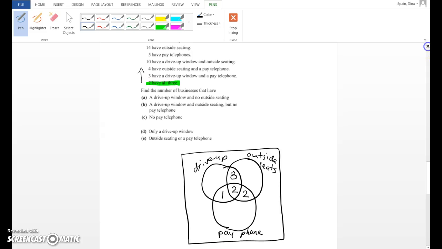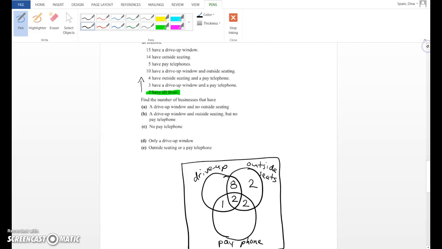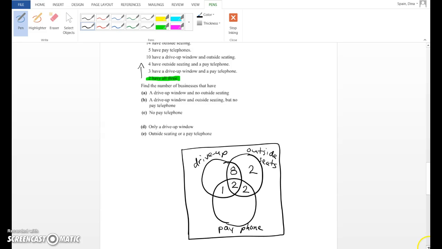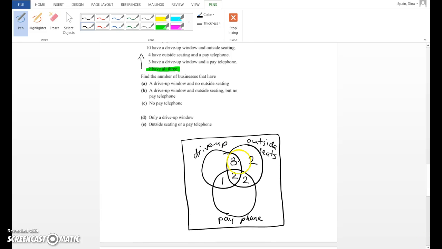Alright, going backwards. 14 have outside seating. Outside seating's over here. And I already have 12. 8 and 2 is 10, plus 2 more is 12. So to get 14 total, that means there's 2 out there in that section. And let's back it up to that first bit of data. 15 have a drive-up window, so how many here are already? That's 11, so I need a 4. Good. Just like that.